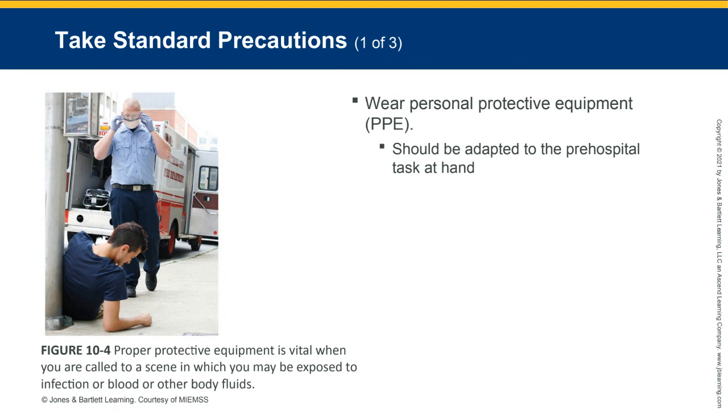If we're dealing with a situation where there's a lot of body fluids or blood involved, then we want a gown, we want gloves and so on. And if we suspect some type of respiratory tract infection, whether it's upper or lower, we approach these types of patients as if they have a communicable disease. So you probably want to ensure that you have on an N95 or a HEPA type mask when dealing with those patients. So the PPE is adapted to the task at hand.